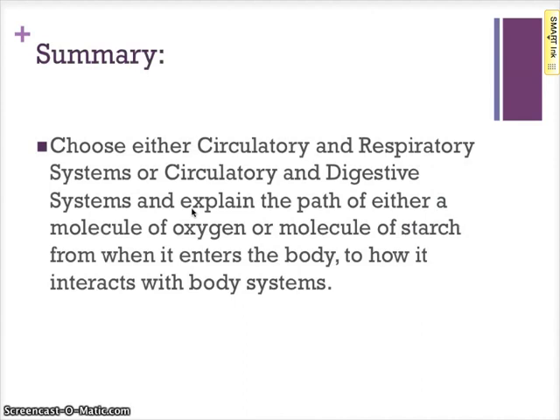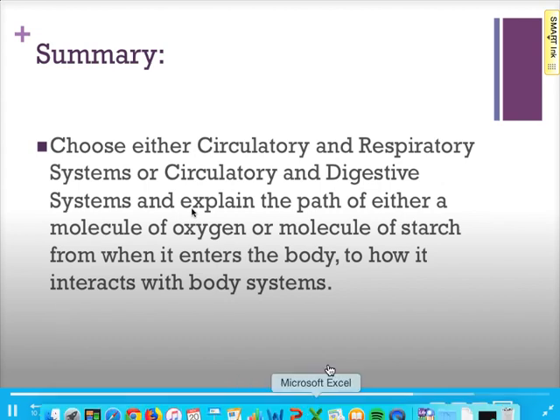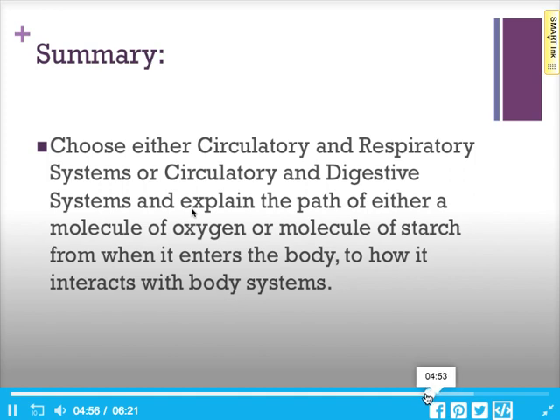For your summary question, you should either choose the circulatory and respiratory systems or the circulatory and digestive systems and explain the path of either a molecule of oxygen or a molecule of starch from when it enters the body to how it interacts with the body systems. So take a moment now, choose one of those sets of systems, and explain how the path of either oxygen or starch goes through the body. You may do so. I will move on to just give you a quick recap.